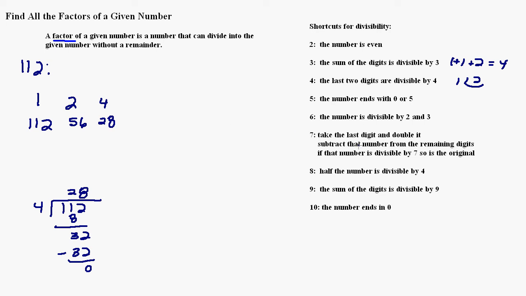7, take the last digit and double it. So we're going to take this last digit and double it. We're going to times that by 2, which is 4. And we're going to subtract that from these 2 digits, and we're going to get 7.